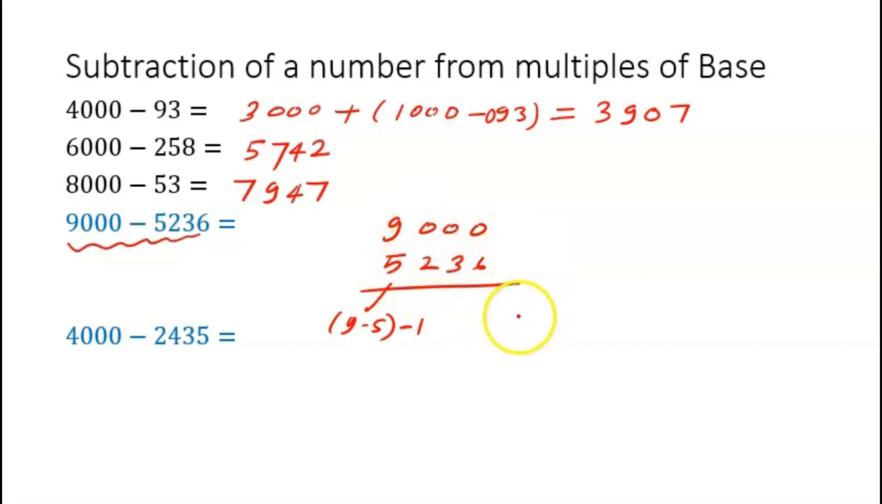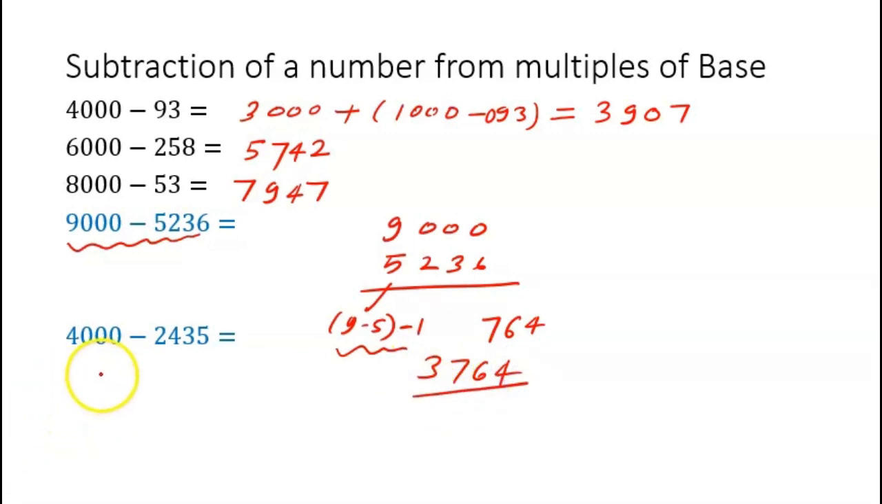So the same thing: 10 minus 6 is equal to 4, 9 minus 3 is equal to 6, and 9 minus 2 is equal to 7. So what will be the answer? 9 minus 5 is 4, 4 minus 1 is 3, so 7 6 4. So this is the answer.